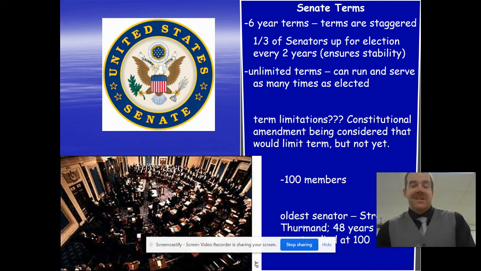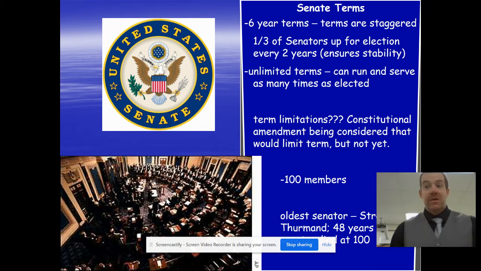So it's 6 years. Now, the elections are staggered, so it's not every 6 years that the whole Senate is up for election. A third of the senators are up for election every 2 years. Same as with the House of Representatives, it's an unlimited number of terms. All right, so there is not yet a constitutional amendment that limits the number of terms for a senator or a House of Representatives member.